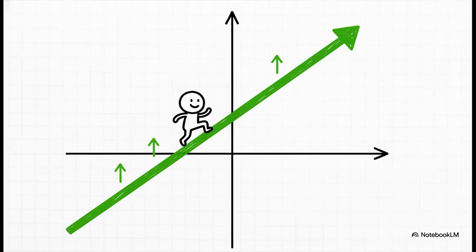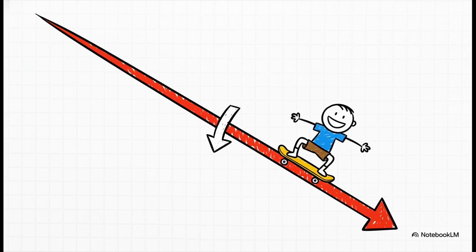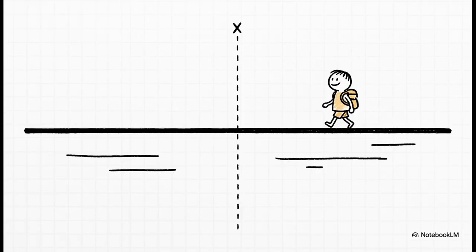And it turns out there are really only 4 types of slope. First up, positive slope. If a line moves up as you look at it from left to right, it's like an uphill climb. That line is increasing. Next, if the line moves down from left to right, well, that's a negative slope. Think of it like a fun downhill slide. The line is decreasing.